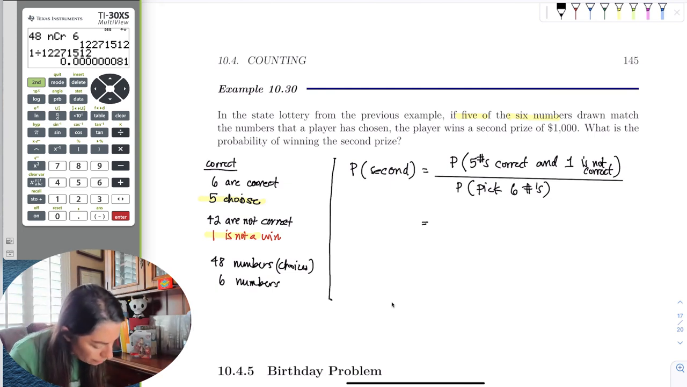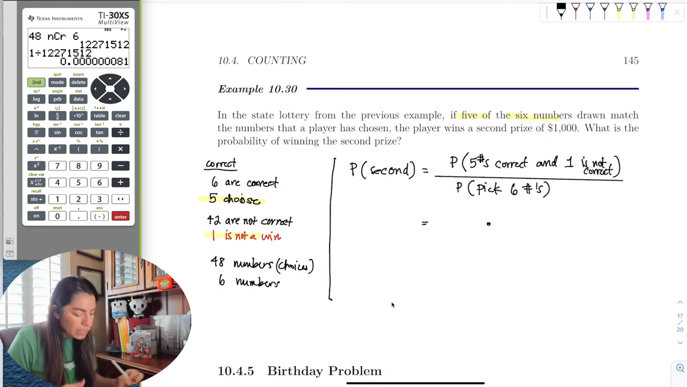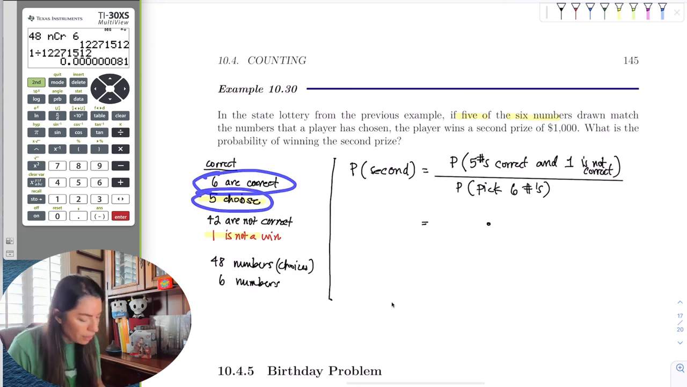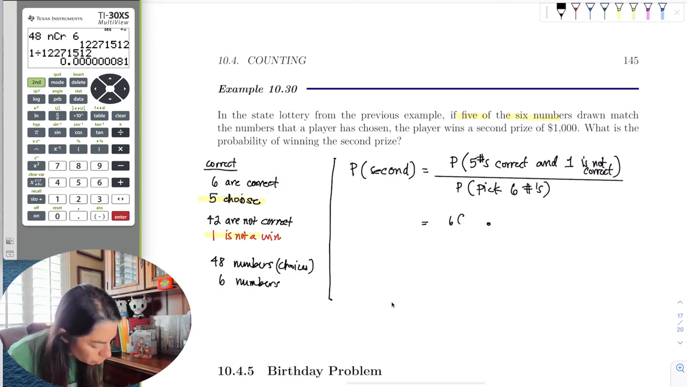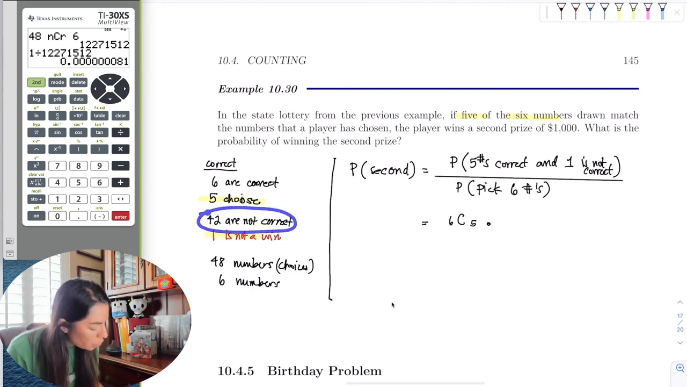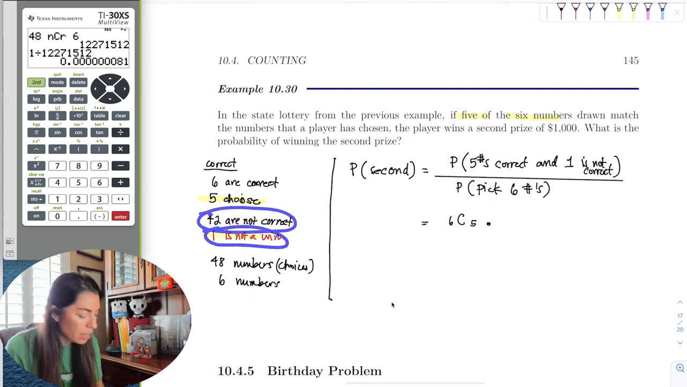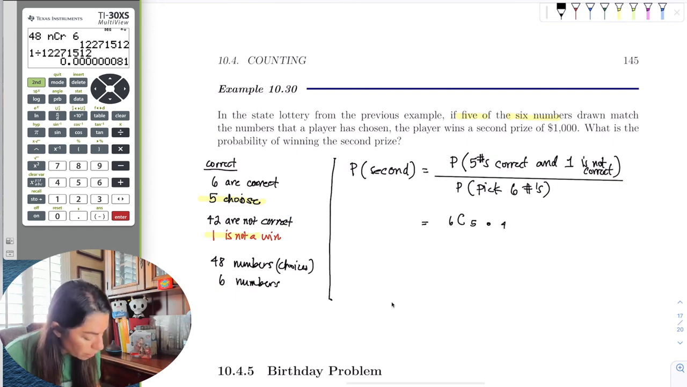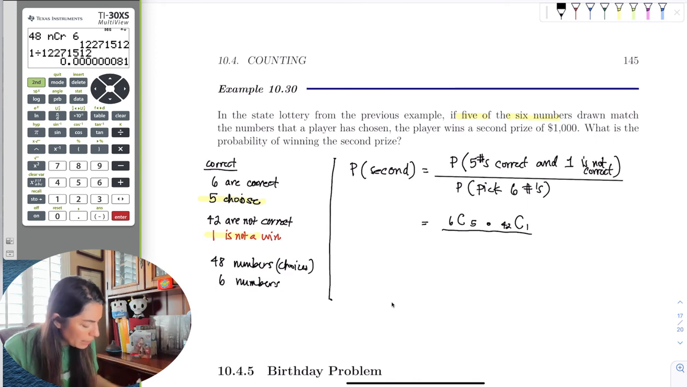And so I know I'm going to have multiplication right here. One is not. So to have five correct, I know out of six, I'm choosing five that are correct. So six choose five that are correct. And that means that out of 42 that are not correct, I'm picking one that is of those. So I'm going to pick 40 out of the 42 that are not going to be picked. I'm going to choose one of those. So I do have some leniency, right? And then just picking six would just be 48 choose six, and who knows if they're numbers or not, right?